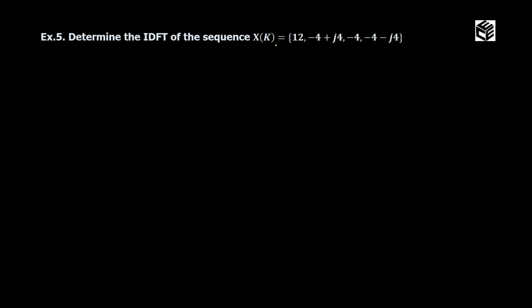Determine the IDFT of the sequence x of k is equal to 12, minus 4 plus j4, minus 4, minus 4 minus j4. So here we have 1, 2, 3 and 4 samples, right? So totally we are having 4 elements. So we can consider the value of n as 4. Okay. So what is given in the question? X of k is equal to 12, minus 4 plus j4, minus 4, minus 4 minus j4, right? So this is x of 0, this is x of 1, this is x of 2 and this is x of 3. In the question it is given to find the IDFT.